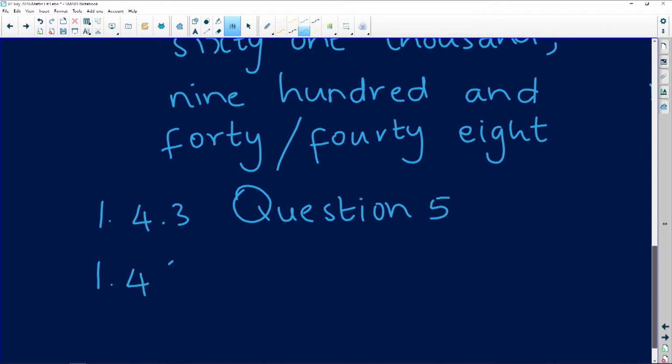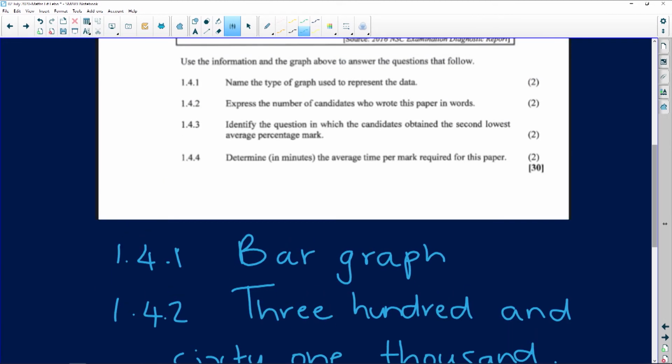Look at how easy that was, guys. And I'm not saying it's always going to be this easy, but whenever it is this easy, make sure you are running and gunning for all the marks.